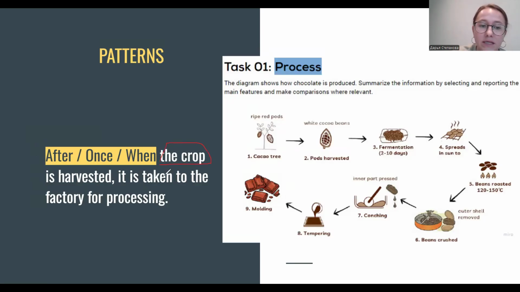Yep. And once the crop is harvested, it is taken to the factory for processing. So this is about crop. So you're describing the sequence of changes, but when your sentence has one subject only. And we also want to show you a more sophisticated version of this particular pattern, and you will practice it. When you have one subject, but 2 verbs. Let me show you.